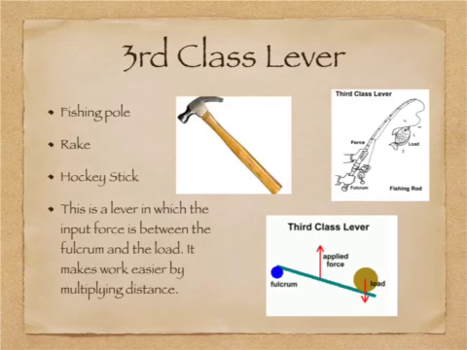The next type of lever is called a third-class lever. Some examples of them are a fishing pole, a rake, or a hockey stick. This is a lever in which the input force is between the fulcrum and the load. It makes work easier by multiplying distance.